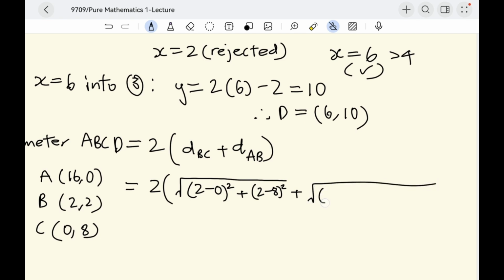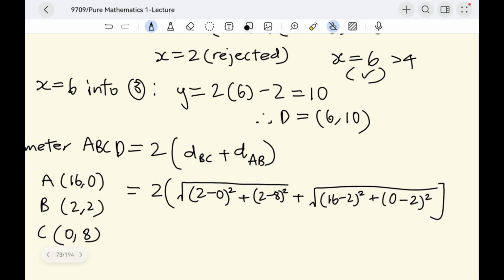Take the square root of (16 minus 2) square plus (0 minus 2) square. Close the bracket. So now the best way is to press your calculator in one shot to obtain the decimal value of the perimeter of ABCD.